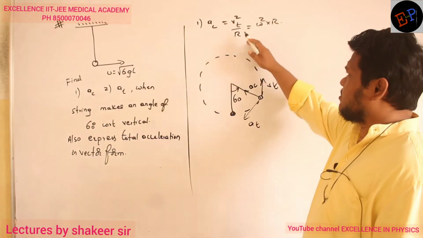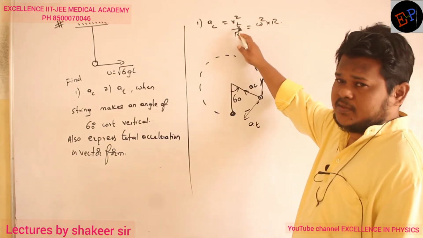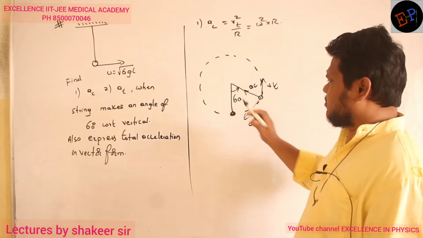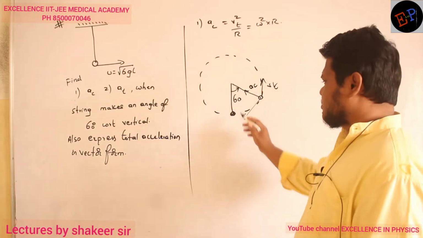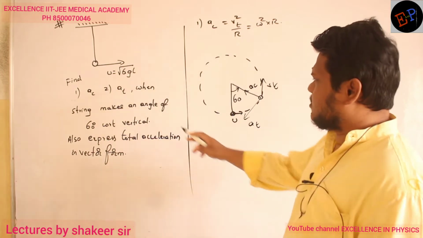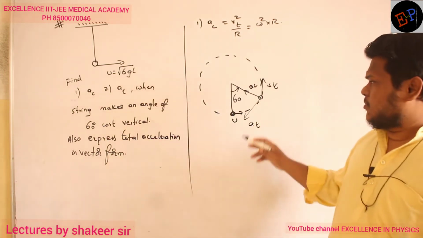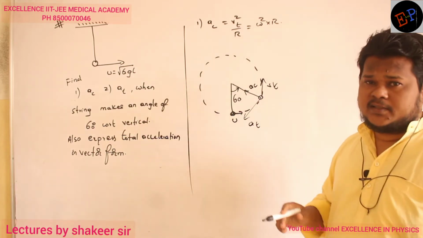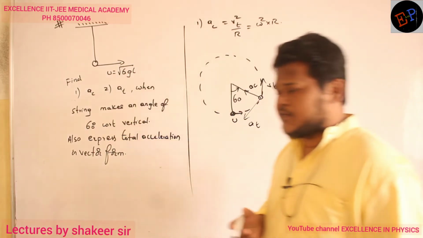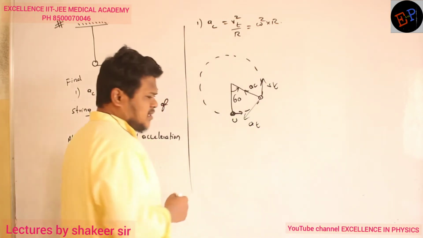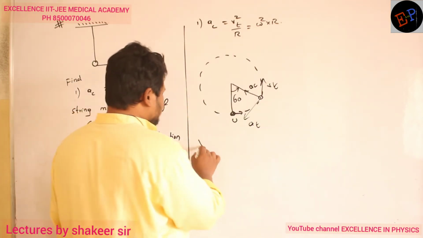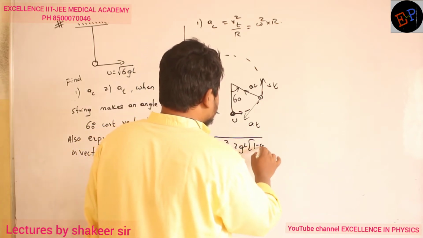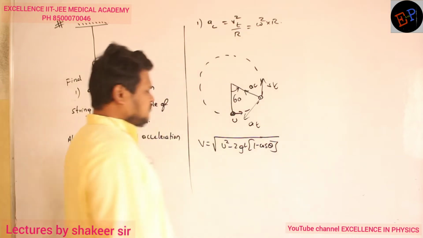Centripetal acceleration depends on omega, and it also depends on tangential speed. Vt is the final tangential speed after covering an angle of 60 degrees. Initial velocity is already given, root 6 GL, and the angle covered is 60 degrees. Once I know the initial velocity and angle covered, I can calculate the final velocity using V equals square root of u square minus 2 GL into 1 minus cos theta.